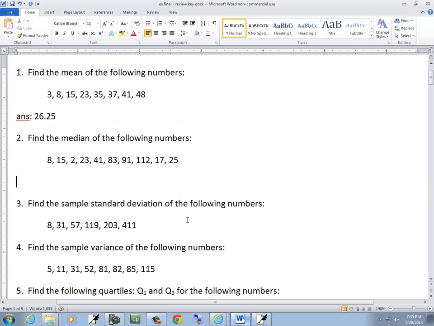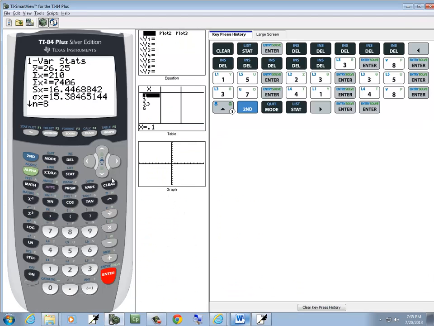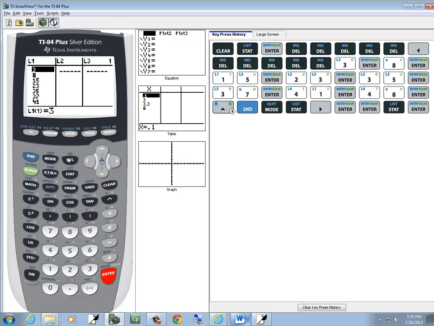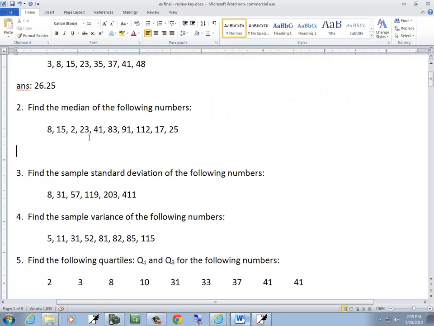Now our next problem here, we want to find the median. So I'm going to go back to stat and go to edit. And be careful with this, but you can up arrow and highlight L1 and press clear and then press enter and it'll clear the list real fast. Do not highlight L1 and press delete. It'll delete the list out.